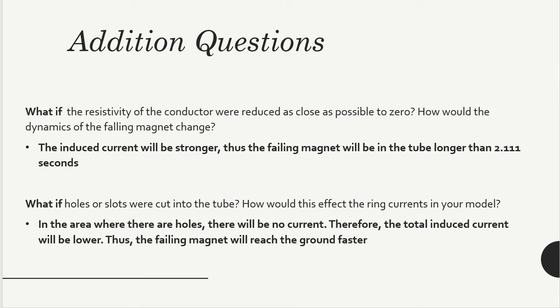Additional questions: if the resistance of the conductor was close to zero, the induced current will be stronger. Thus, the falling magnet will be in the tube longer. And if there are holes and cuts in the tube, the total induced current will be lower. Thus, the falling magnet will reach the ground faster.